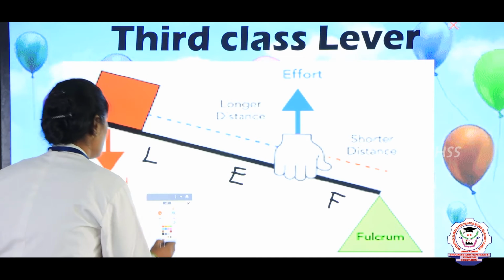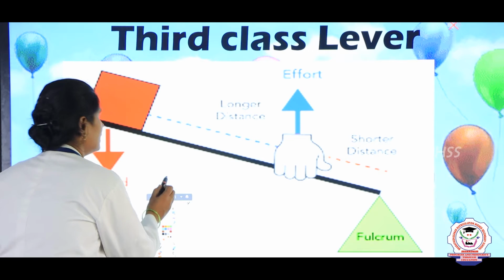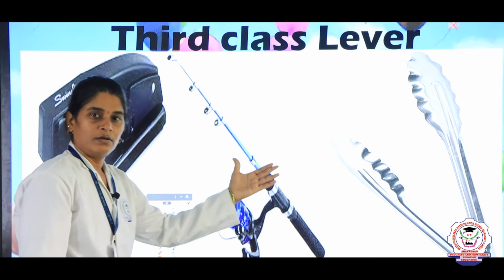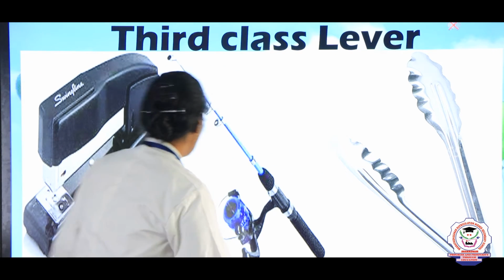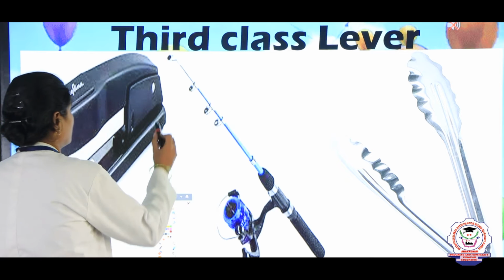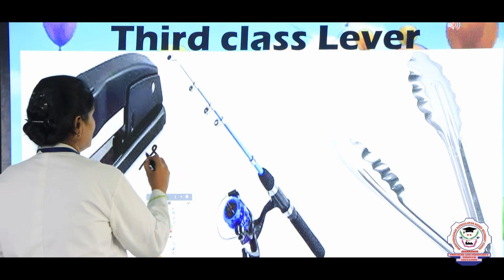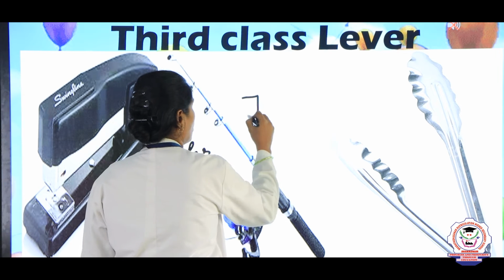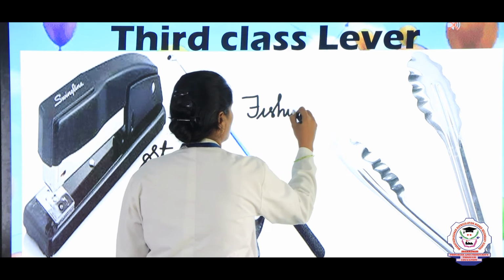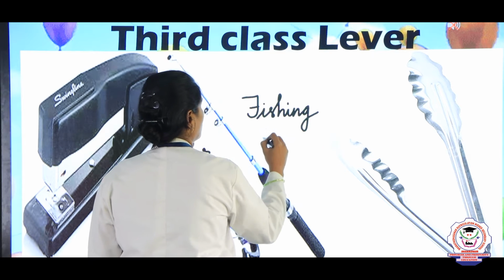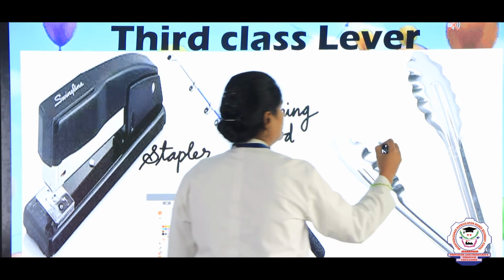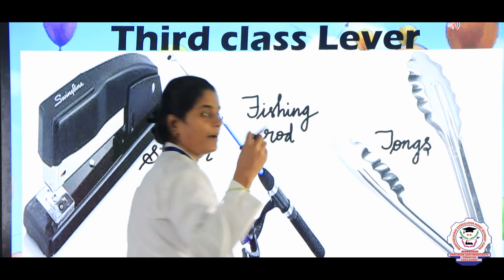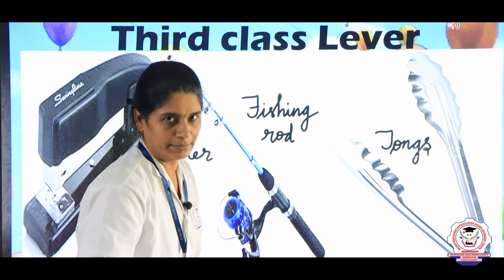Okay. Now let us see what the examples of the third class lever are. So the examples are stapler, fishing rod, tongs. Okay. So these are the examples of the third class lever: stapler, fishing rod, and tongs. This is tongs. This one they use to take papad or puri or any fried items, right.